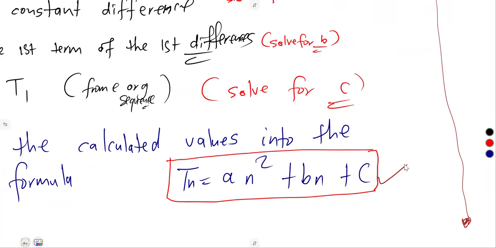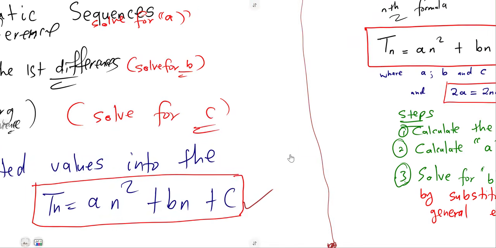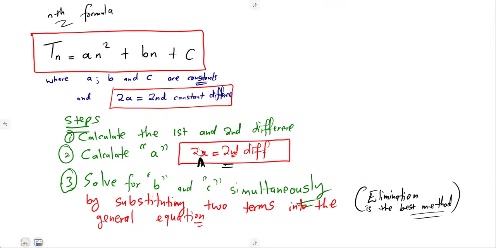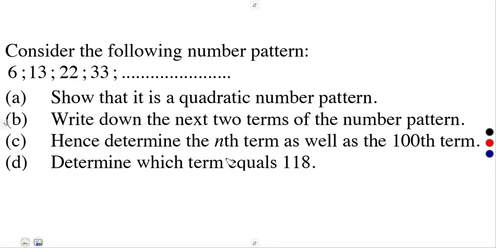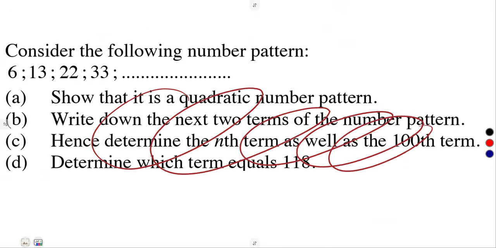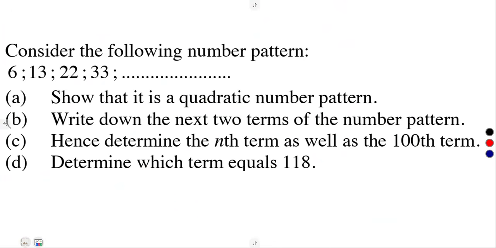So we have a question where we are going to try by all means to use the information that we had, and also some other questions that can be asked. We are told to consider the following number pattern, and in part A we are given that we must show that it is a quadratic number pattern.